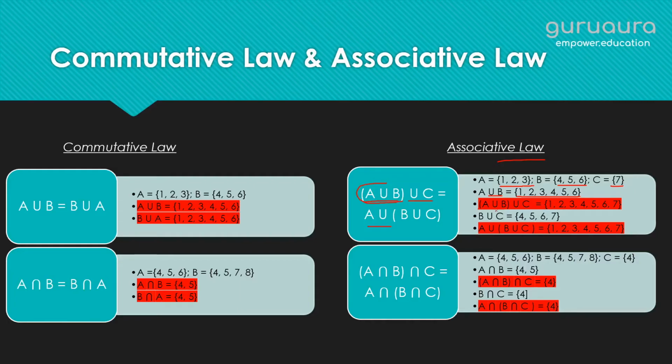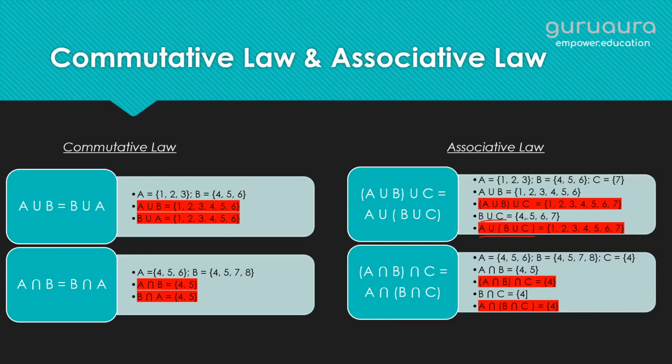And then we need to do A union B union C, sorry. So it will be 1, 2, 3, 4, 5, 6 and this 7. Okay. Now if we perform A union B union C, that means we need to first find B union C and then we need to union it with A.